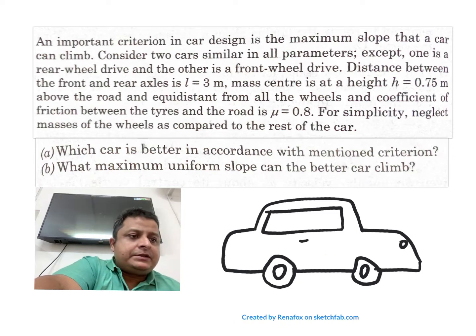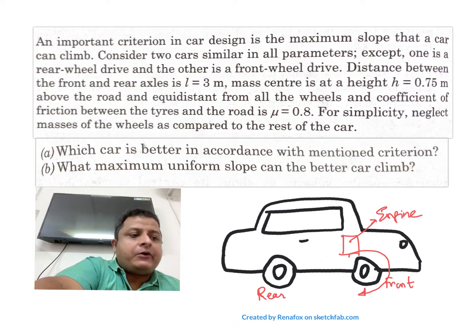That means, if you look at the diagram of the car here, there goes the front wheel and there goes the rear wheel. Now in a front wheel drive car, what happens? This is the engine of the car. So from the engine of the car, the front wheel gets the power. That means the front wheel rotates.